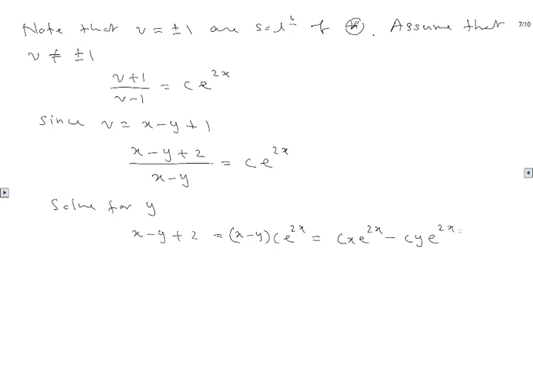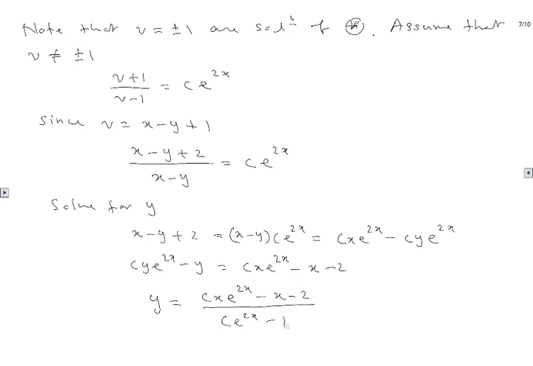Now bring all the y terms to one side, so it is c y e to x minus y equal c x e to x. So y terms on one side, x terms on the other side, and minus 2 as well. Now what we can do, we're going to take y as a factor and divide. So you're going to see y equal c x e to x minus 2 over the factor, which is c e to x minus 1. Perfect. So that's the y.